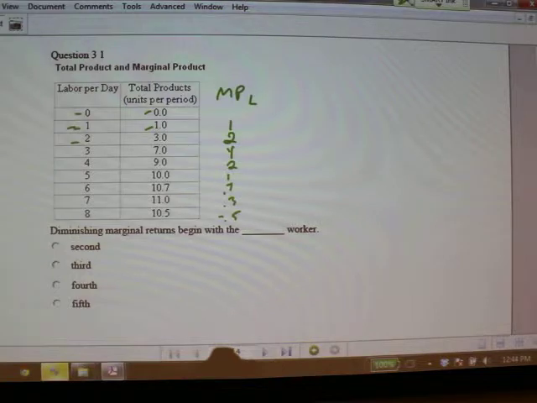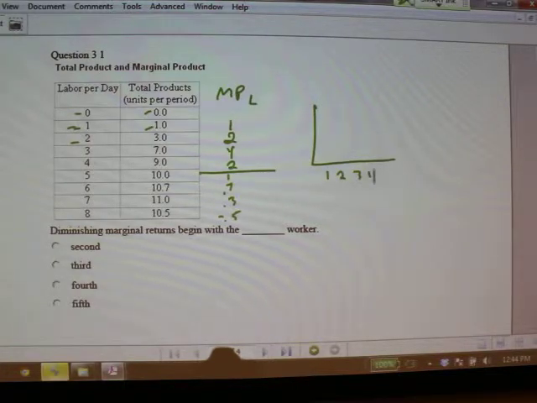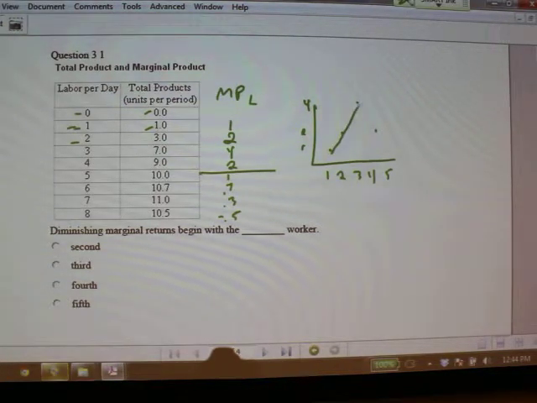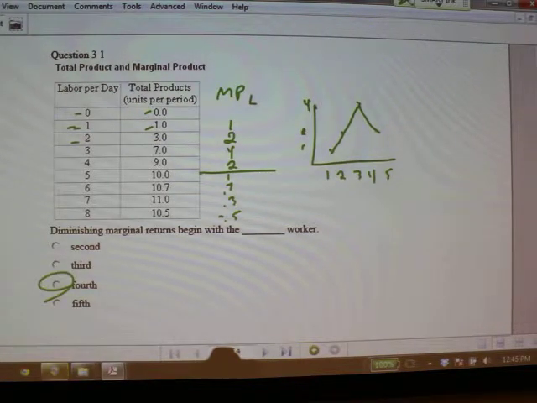In fact, we only need to do it for the first 4, because we see here, initially it's increasing, right? For the first worker, marginal product is 1. For the second worker, marginal product is 2. For the third worker, marginal product is 4. And for the fourth worker, marginal product is 2. So marginal product is going up until here, and then it's going down. So the answer is C, fourth.